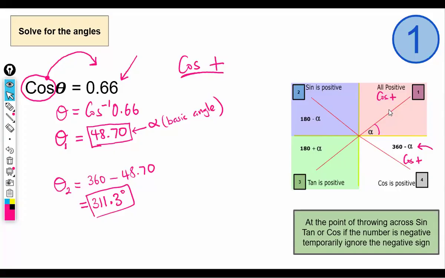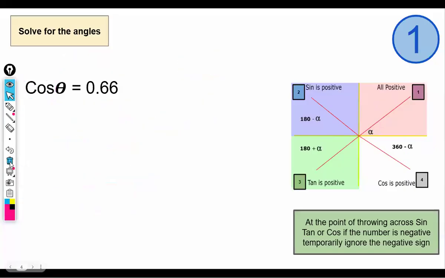Let's change up the question before we move on to something harder. I'm not changing the slide, just give me a few seconds. Let's remove cosine, and let's remove the 0.66, and change this to tan theta is 0.78. Everyone write down that question.